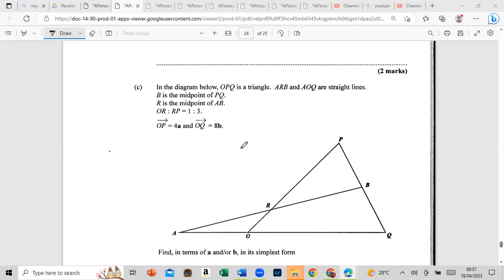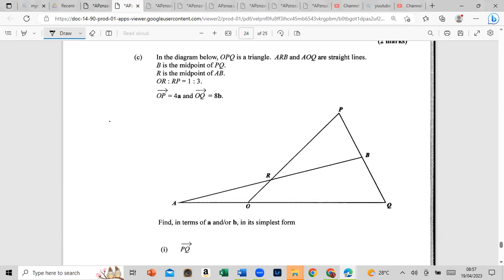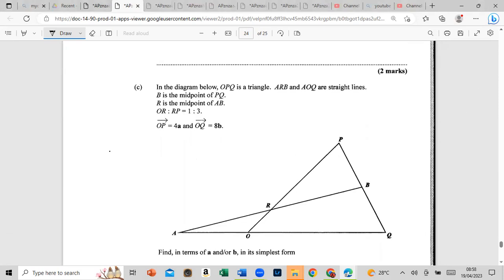So let us just put things in perspective. And OQ, from O to Q, equals 8. And it says find, in terms of A and B, in its simplest form, PQ. Alright, so let us put things in perspective first of all. Remember, you guys are encouraged to try the question. Alright, so let us put in the information.